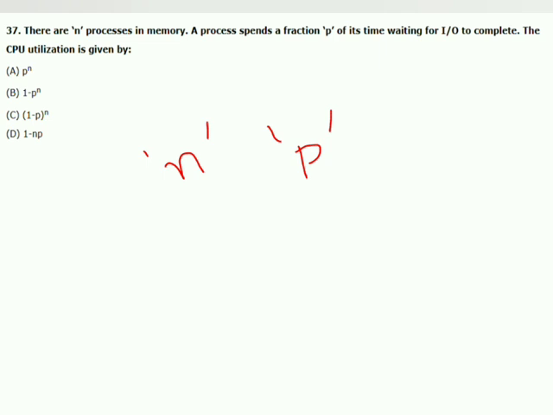That means totally it takes p to the power of n time. So now the CPU utilization is given by 1 minus p power n. So 1 minus p power n, that is option D, is the correct answer. Here we are assuming that the processes are independent.